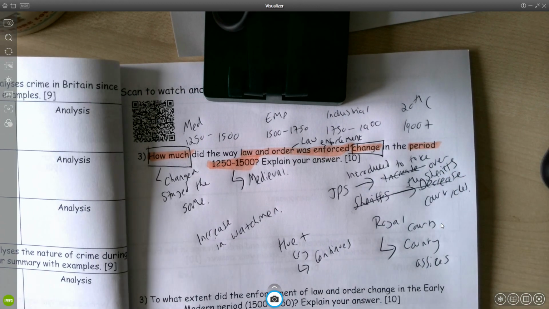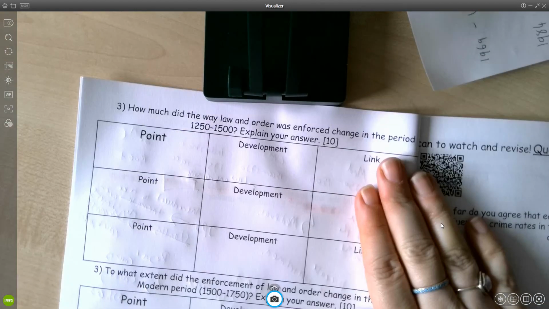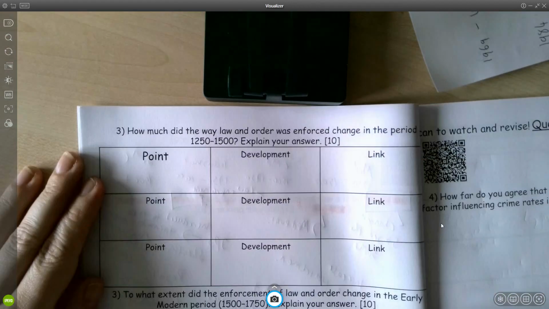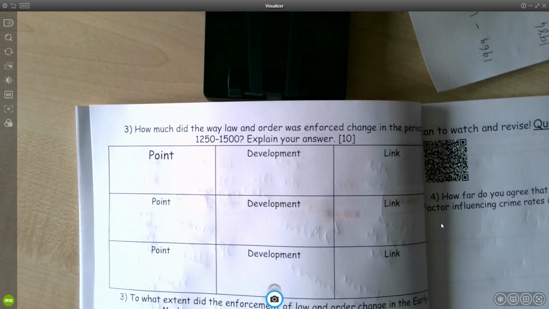So now what I would like you to do, we're going to turn over, we're going to have a go at planning the answer to this question on this page. Pause, come up with your point, your development, your link, and then come back and check your answers.